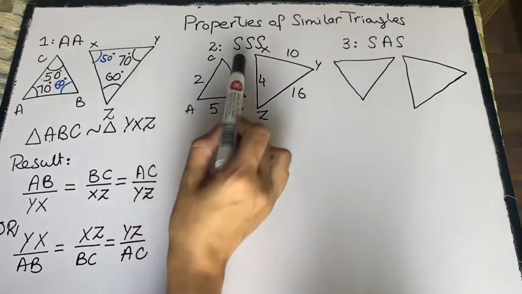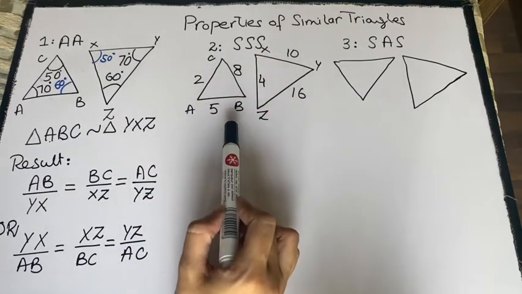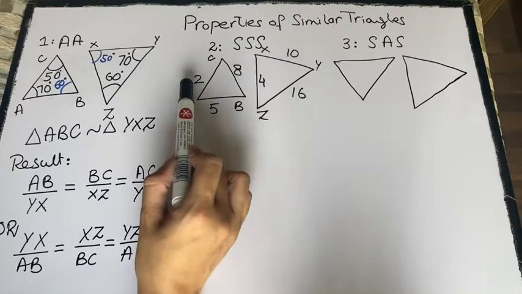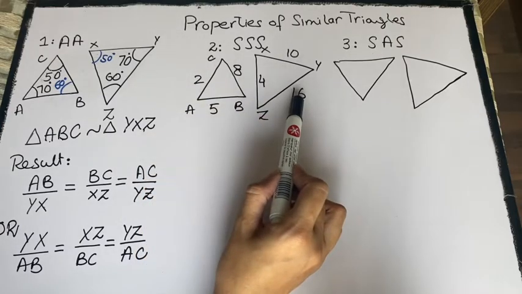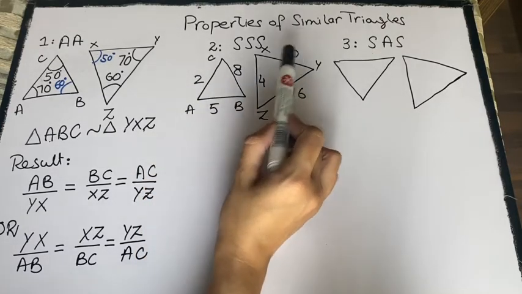Or you can say all these sides are proportionate to these sides. Because if you divide 4 by 2, you will get 2. 16 divided by 2 is 8. And 10 divided by 2 is 5.